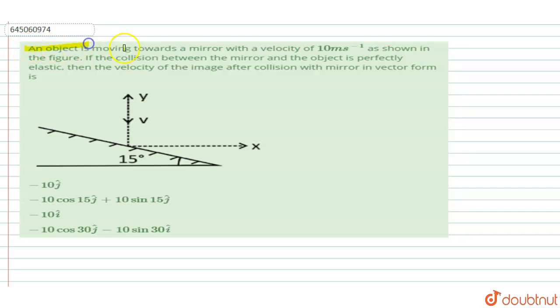In this question, an object is moving towards the mirror with a velocity of 10 meters per second as shown in the figure. If the collision between the mirror and the object is perfectly elastic, then the velocity of the image after collision with the mirror in vector form is, okay, this is the figure.